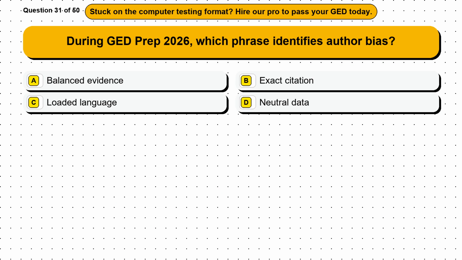Question 31. During GED Prep 2026, which phrase identifies author bias? Option A balanced evidence. Option B exact citation. Option C loaded language. Option D neutral data.